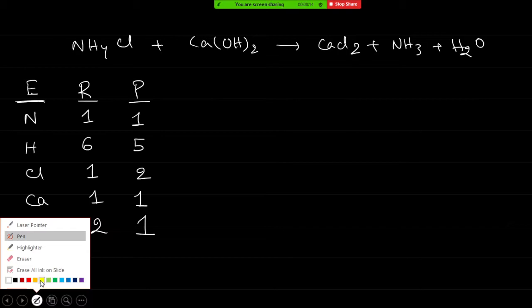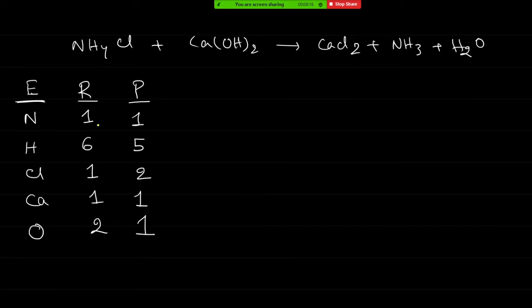Now we will start the balancing process. So here first we are looking at the very electronegative atom, that is the chlorine. So in ammonium chloride, there is one chlorine but calcium chloride has two chlorines. So to balance we will put 2 here.